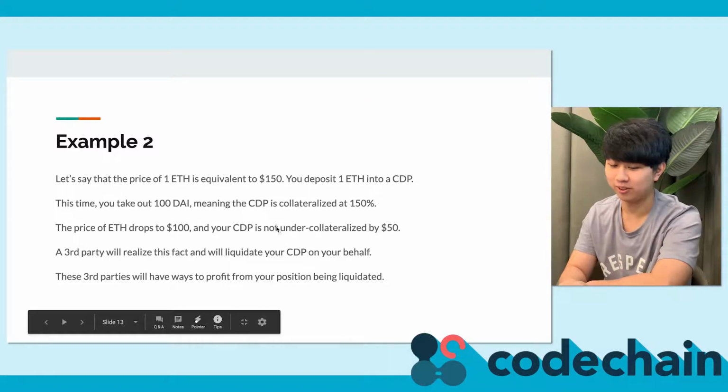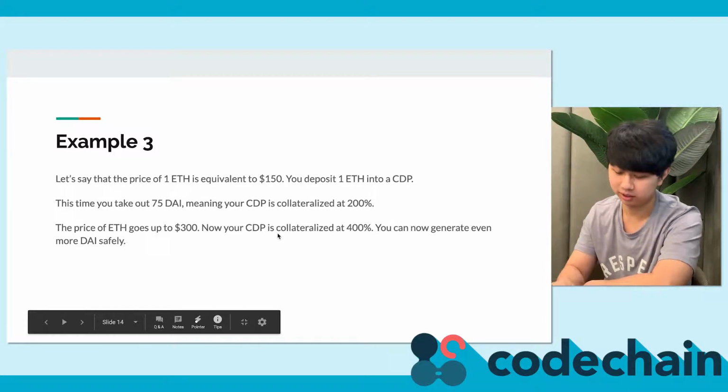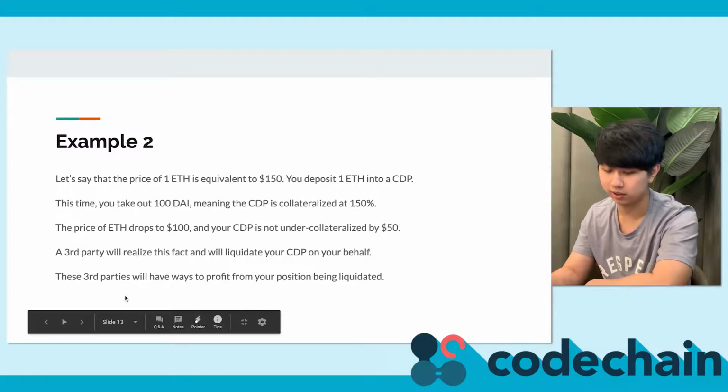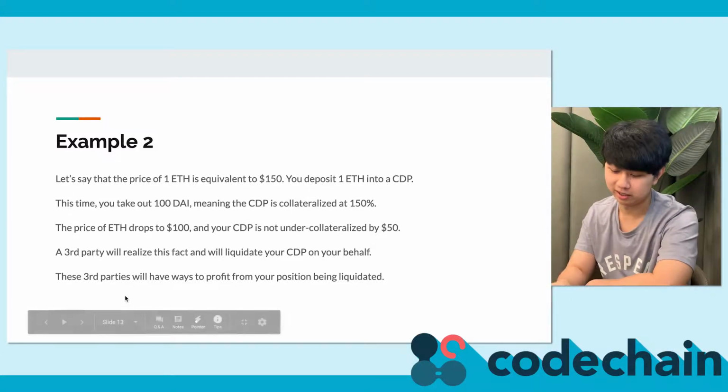I meant now here. This is a typo here. Your CDP is now under collateralized by $50. So a third party will realize that you're basically under collateralized and they will liquidate your CDP on your behalf. And these third parties will have ways to profit from your stuff being liquidated.